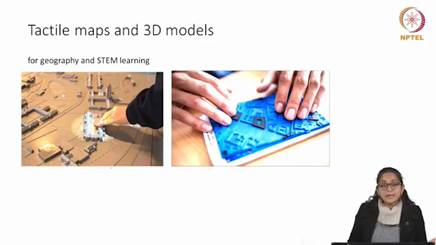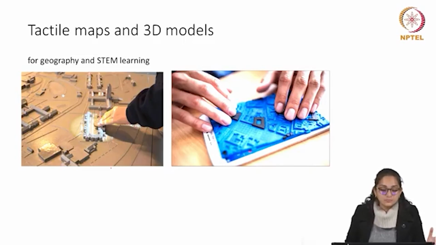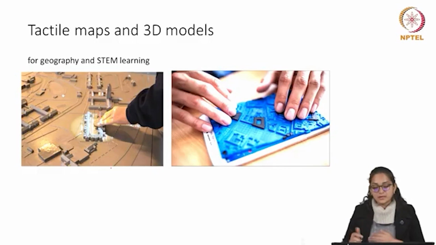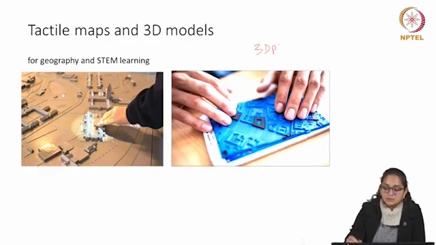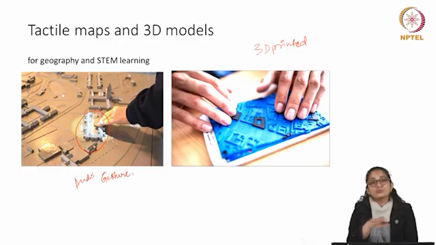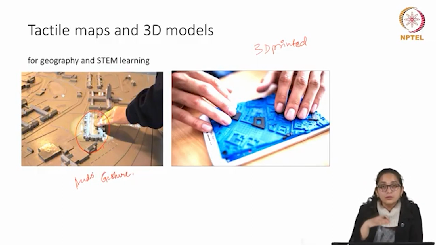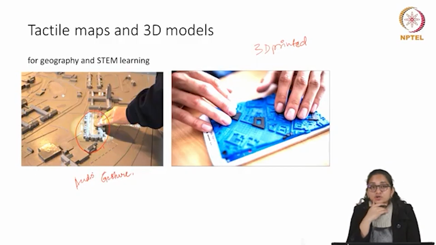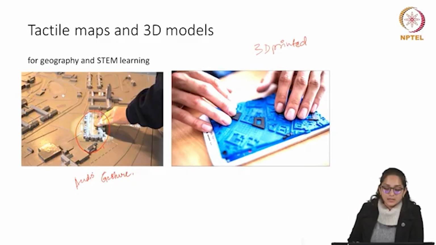Then there can be tactile maps and 3D models. So for geography or STEM learning, these can be 3D printed, or they can be models which are enabled through gestures. So audio is enabled through gesture. As soon as you touch a particular part of the model, based on the position of your hand, the system is able to churn out audio feedback and tell you about that particular building.